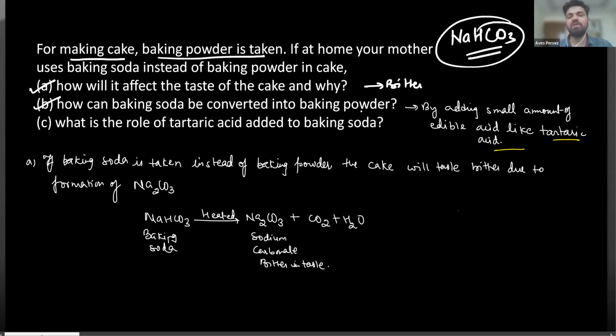And how can baking soda be converted into baking powder? By adding a small amount of tartaric acid. And what is the role of tartaric acid? That we have already written. Okay. Now you understood? Yes, sir. If the question comes, you will be able to answer it. Okay. Now let's move further.